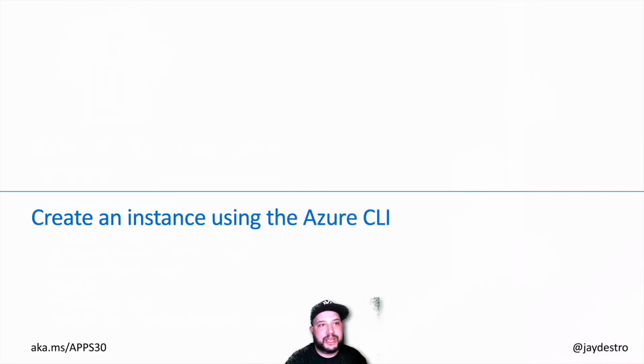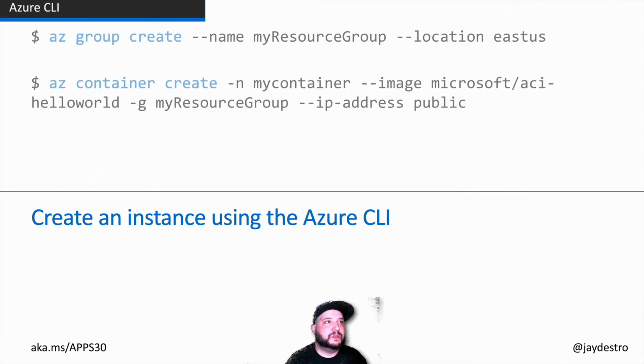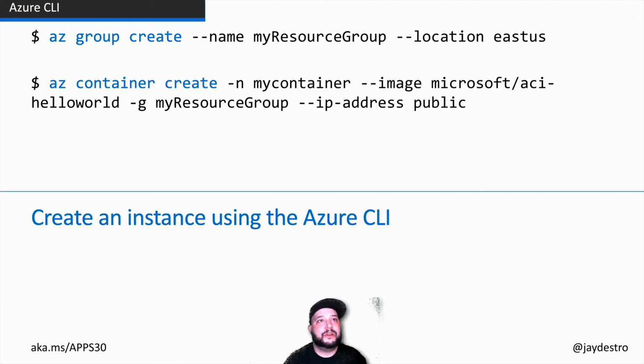So let's create an instance using the Azure CLI of an ACR, or Azure Container Registry. So as simple as we create a resource group. A resource group is a group for our resources. It's a standard logical unit of Azure. And then we're going to create, not the ACR, I should say the ACI, pardon me, the Azure Container Instance.